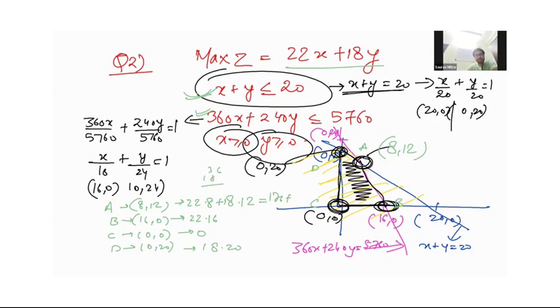So this will be 176 plus 216, and this is your 22 into 16, which is 352. This is your 0 and this is your 360. So at 8 comma 12 you will have the value 392. That means the maximum value is at 8 comma 12, and the maximum value for this is 392.